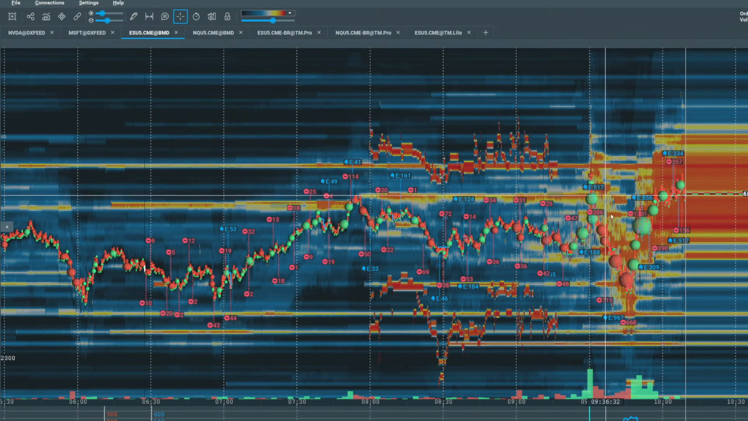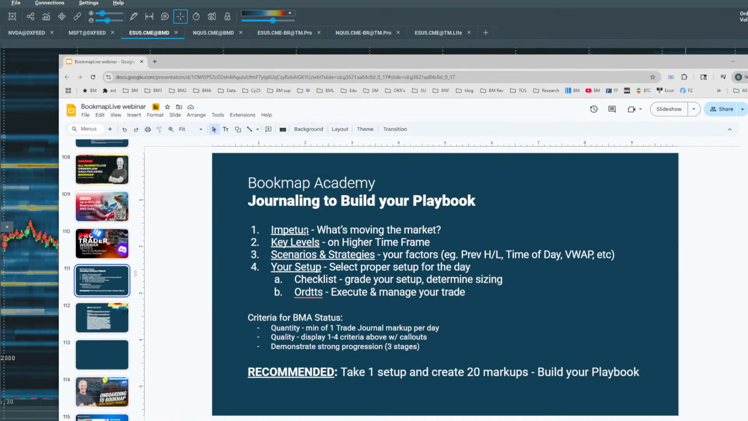We've got some really good stuff to cover here about this impetus moving the markets. So let's just jump in. What is moving the markets? And let me go check in over here in Discord and see what you guys have to say.